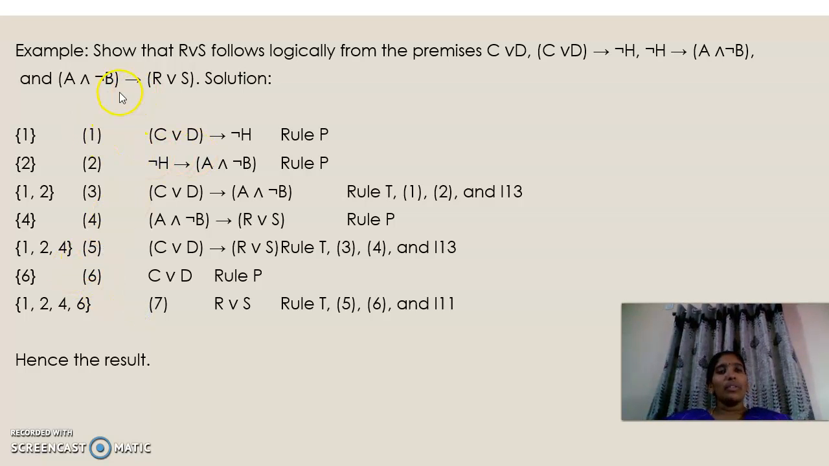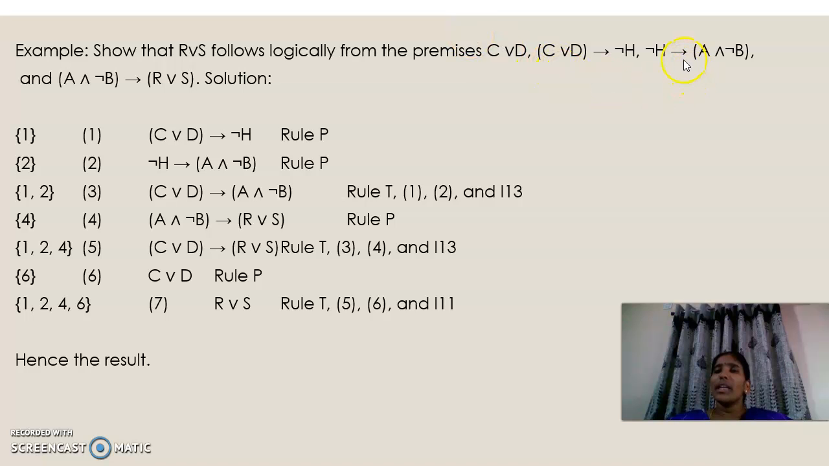So in the next example, show that R or S follows logically from the premises. That is, R or S is the conclusion. The premises are C or D, C or D conditional negation H, negation H conditional A and negation B, A and negation B conditional R or S. Okay. So first I can consider the first premise, C or D. At any time you can take any premise. So C or D conditional negation H: this one is the given premise. So that's why you have to write down rule P.